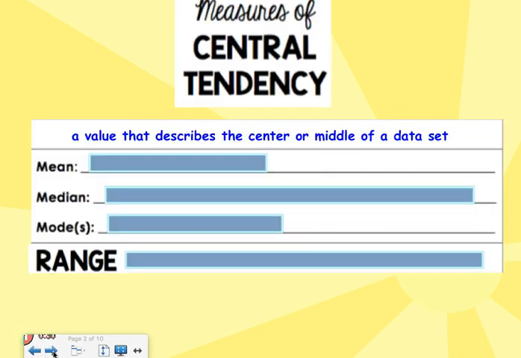You have some vocab at the start of your notes. So measures of central tendency, what does that mean? Well, those are just a value that describes the center or middle of a data set. So our words mean, median, and mode, those are all different central tendencies. They describe the center or middle of a data set.